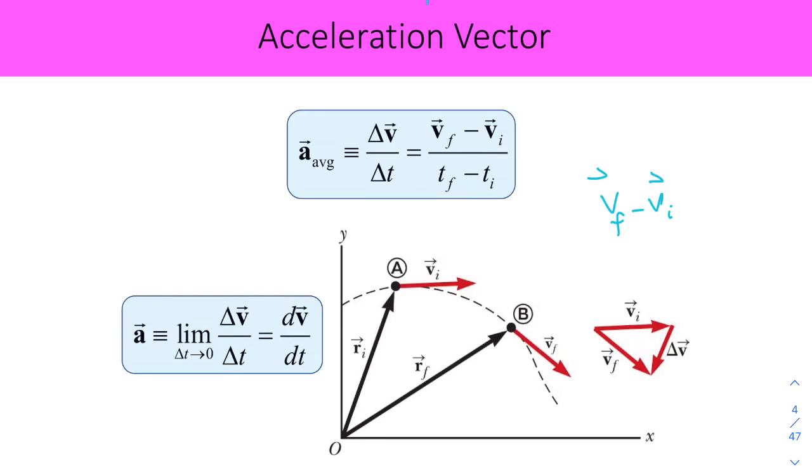So the V initial, you reverse it to this direction. This is negative V initial. So from the tail-to-tip method, you will see from the tail of the first vector to the tip of the second vector, this is your delta V, where your delta V is defined as this.